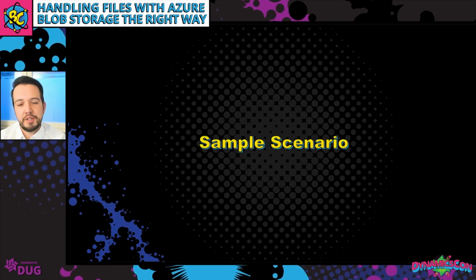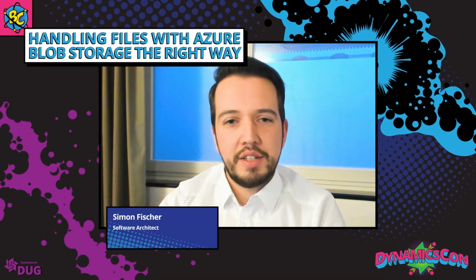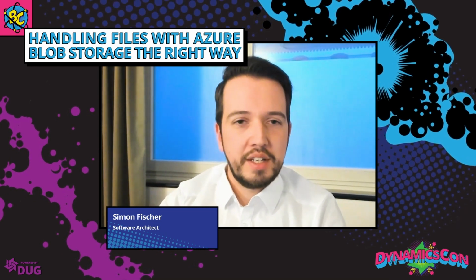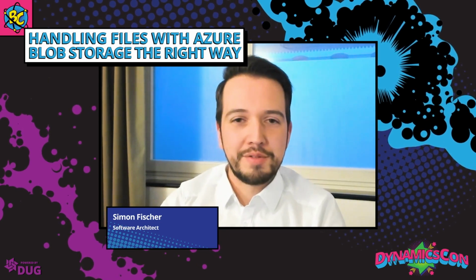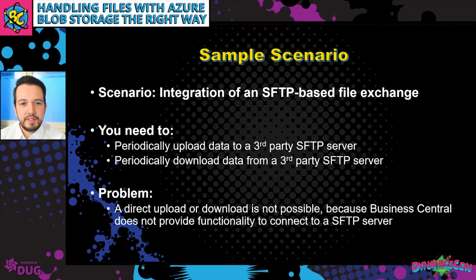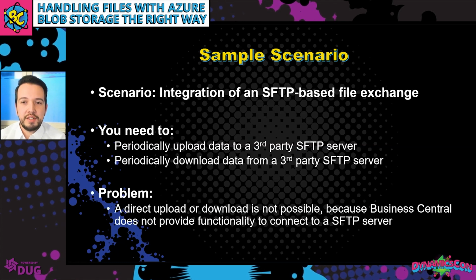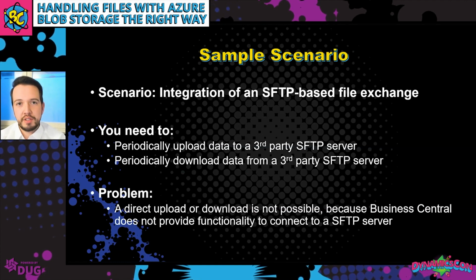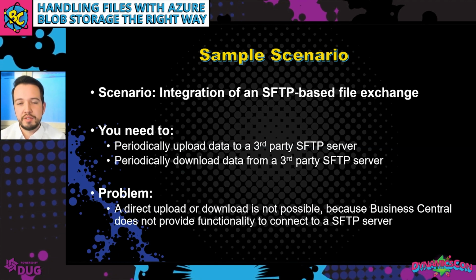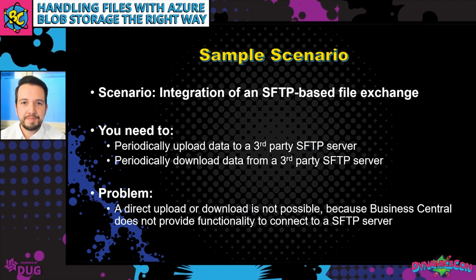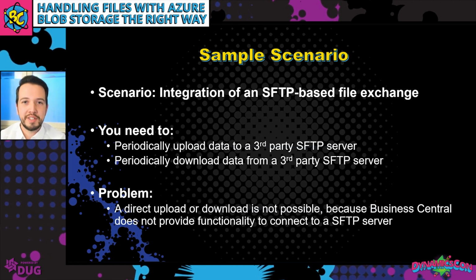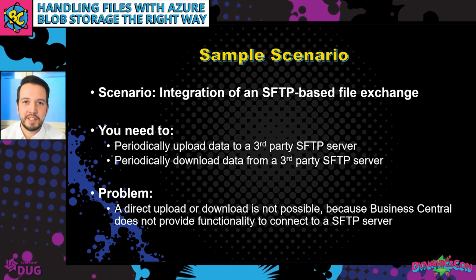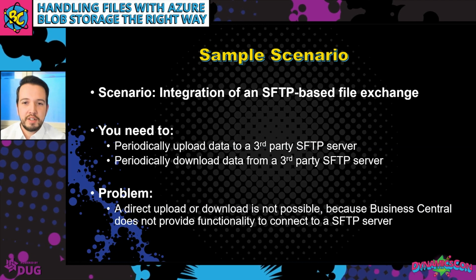Now, let me introduce you to a sample scenario. This is based on a real-world requirement, and I think it's great for this demo. Let's imagine we have to establish an SFTP-based file exchange. We need to periodically download and upload data to and from a third-party server. But the obvious problem, of course, is that direct upload or download is not possible because Business Central does not provide any functionality to do this.